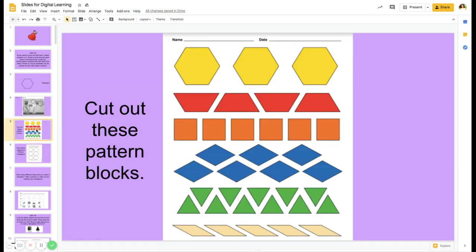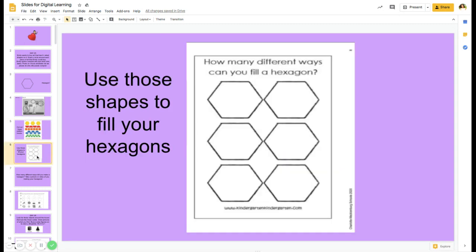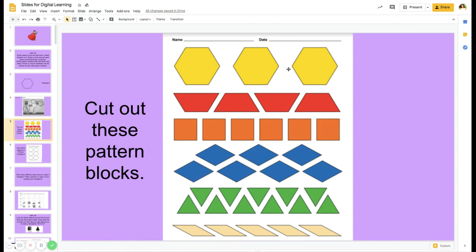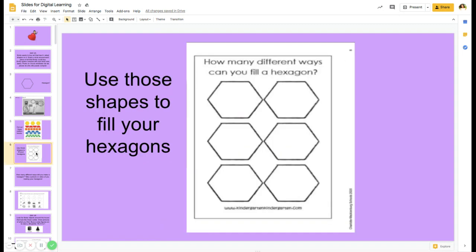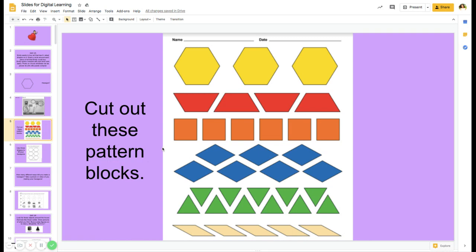So lo que van a hacer con estas formas, van a ponerle encima de estas formas aquí que son los hexagons y van a ver cuántas diferentes maneras pueden hacer un hexagon, ¿verdad? So sabemos que podemos usar estos amarillos para ponerlos aquí encima, pero ¿qué hay otras formas en que podemos hacerle los hexagons? So what you're going to do again is you're going to cut these out.